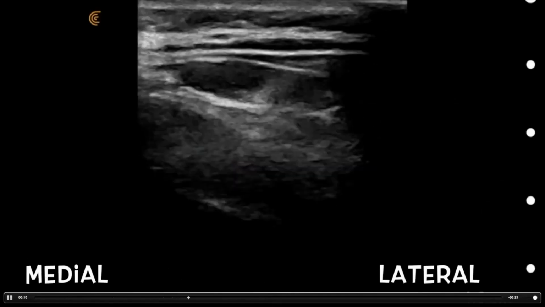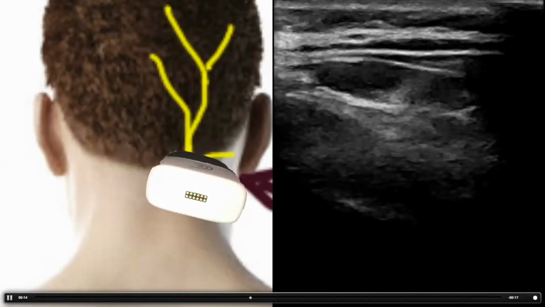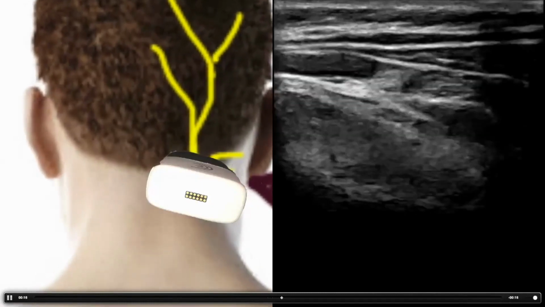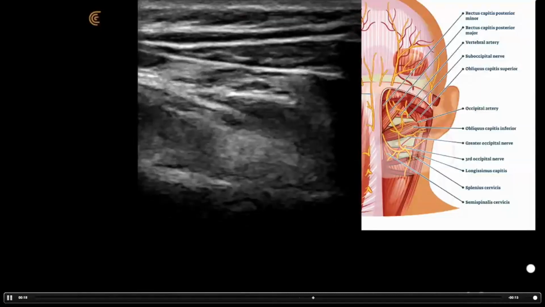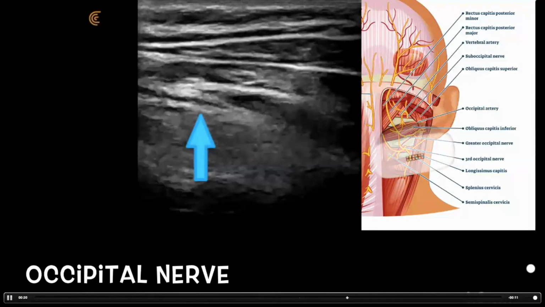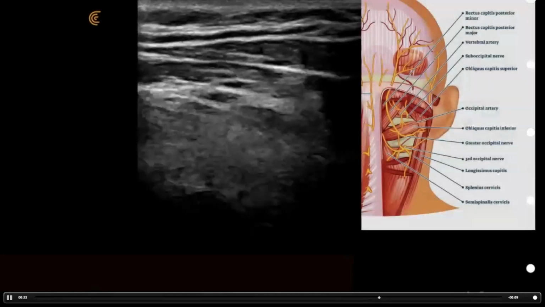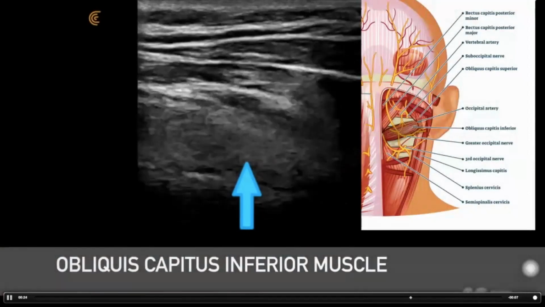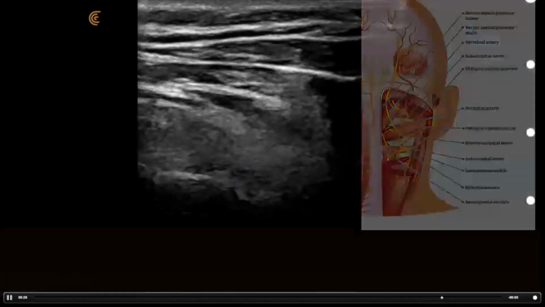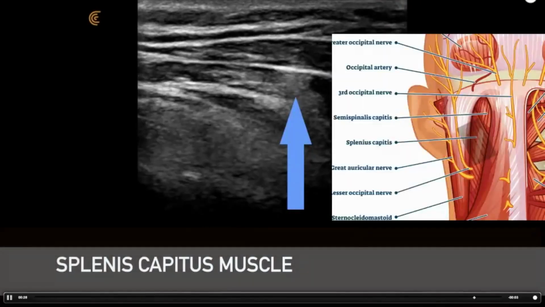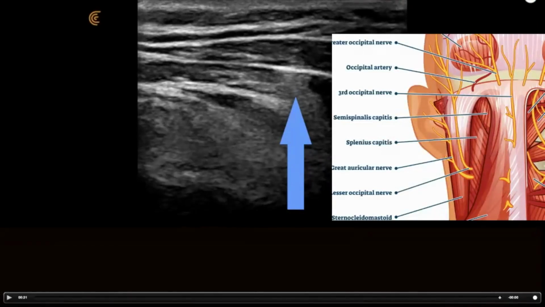We're scanning lateral now. Okay, that's the lamina, the bone at the bottom. C2. See how the probe is oriented over obliquus capitis inferior? That's a deeper level. Semispinalis capitis muscle is a more superficial level. And the nerve was between them.